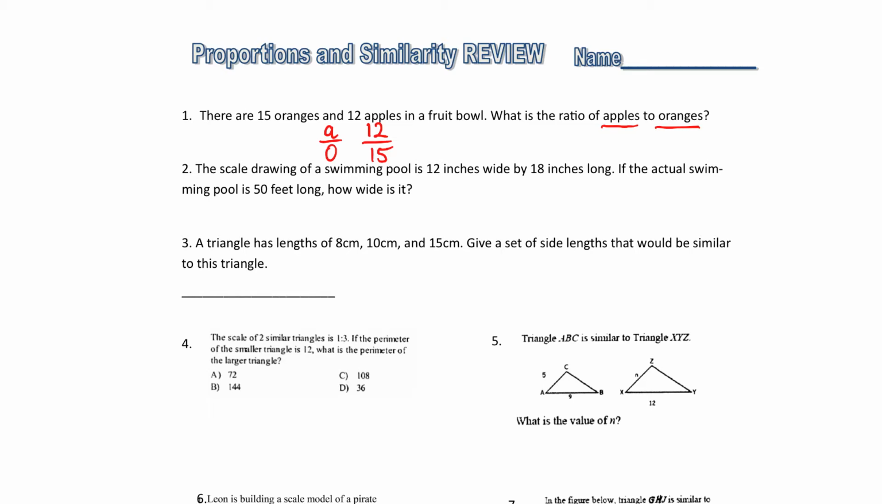So simplify that. 3 goes into both of them. Okay? That's it. That's all you got to do on that. The ratio of apples to oranges is 4 to 5.